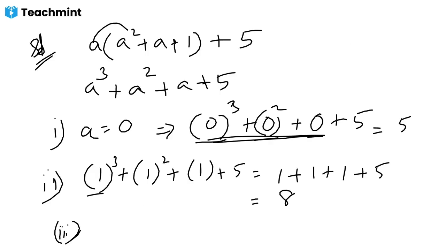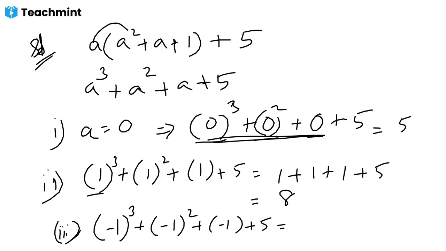Third question is A equal to minus 1. So this you have to be little careful. Minus 1 cube minus 1 square minus 1 plus 5. Now 1 power anything is 1 only, but we have a minus sign. So if the power is odd, it will be minus. This I explained in the last class also. If the power is odd, then the negative sign is taken. If we have negative.